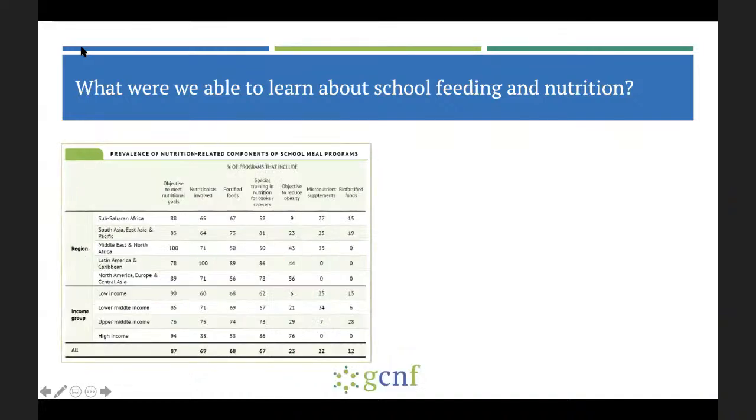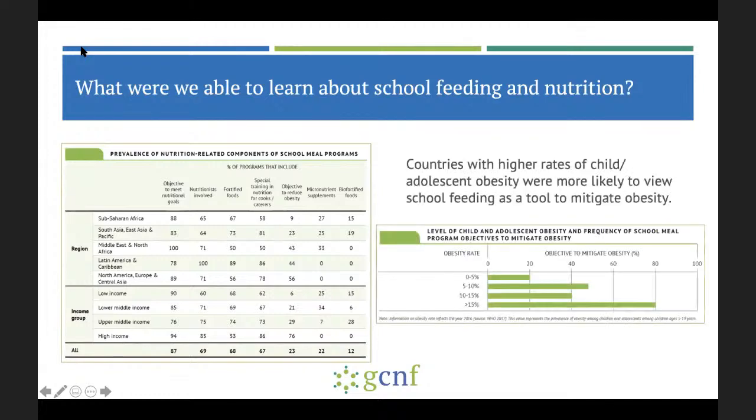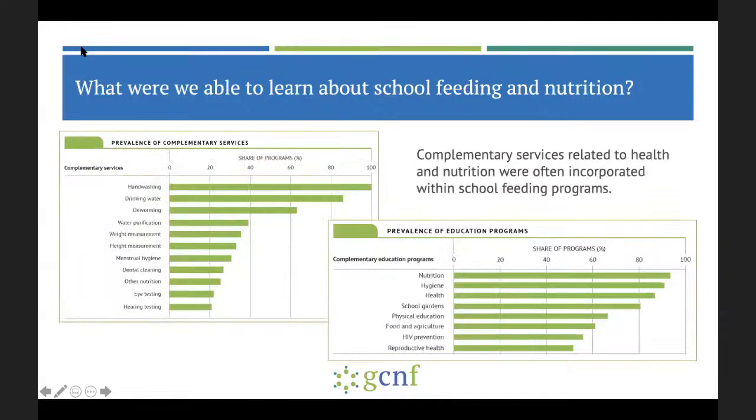The survey captures other information related to nutrition fortification. It captures information about nutrition and food safety policies. Another thing we learned is that countries with higher rates of obesity are more likely to view school feeding as a tool to mitigate obesity. And the last result I'll share with you is that the survey can be used to document how complementary services and also complementary education programs related to health and nutrition are very often packaged together in school feeding programs.